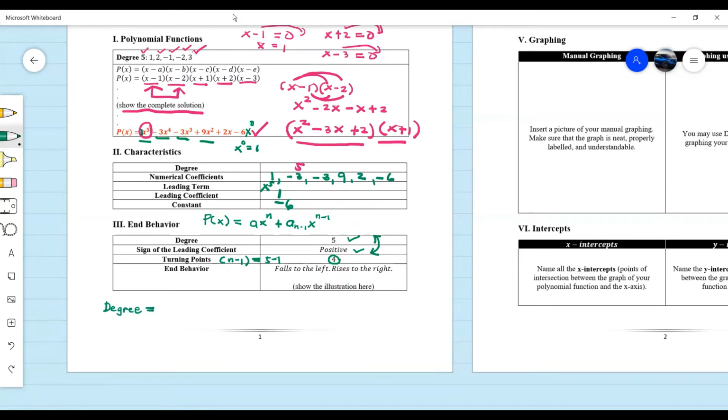if the degree is odd, and 5 here is an odd number, and the sign of the leading coefficient is positive, the end behavior of the graph looks like this. It falls to the left, meaning the other end of the graph falls to the left, and then it rises to the right. Falls to left, rises to right. Another illustration would be like this. Falls to left, rises to right. That's how we illustrate.